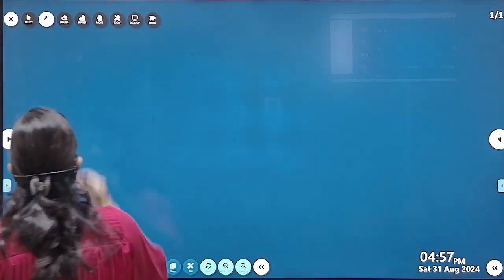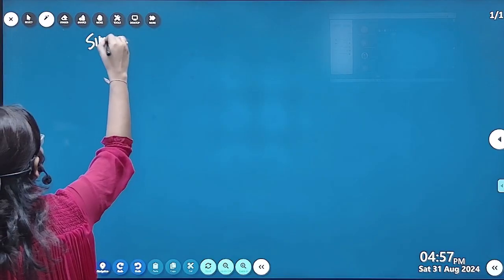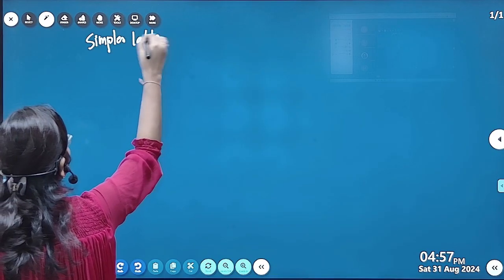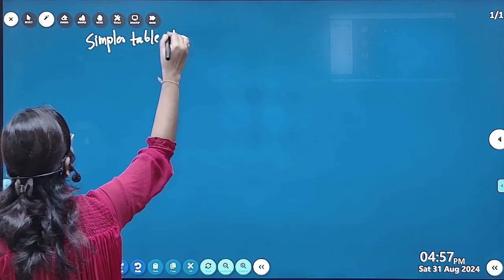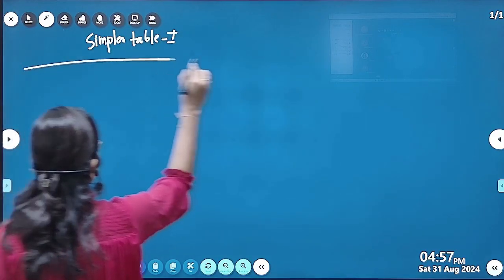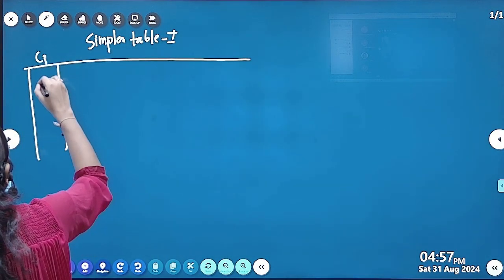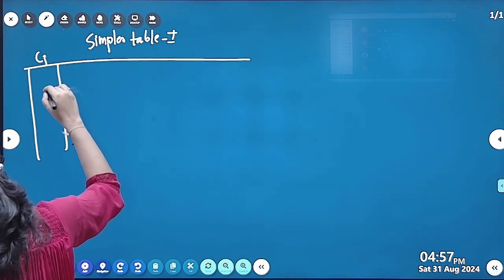Okay, now simplex table. Simplex table 1. So these are the Cj values. How many Cj values are there? S3, right?